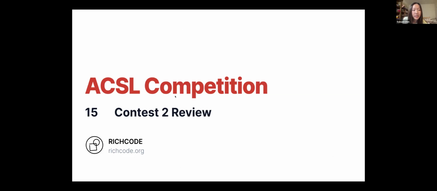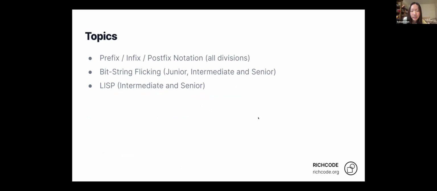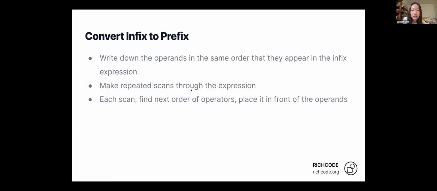Okay. So today we'll just be reviewing for the second contest of ACSL. So let's just get into it. The topics we're going to be going over are prefix, infix, and postfix notation, and then bit string flicking, which occurs in the junior, intermediate, and senior level only, and Lisp, which only occurs in the intermediate and senior divisions. So let's start.